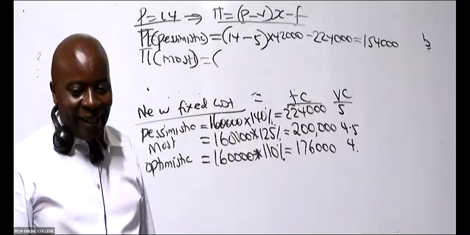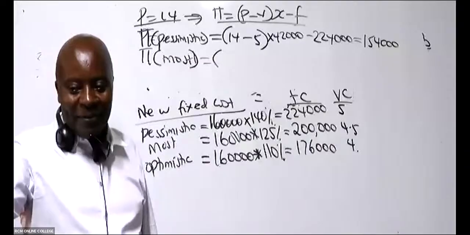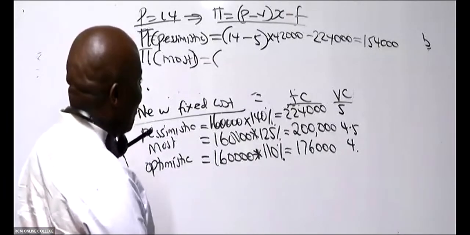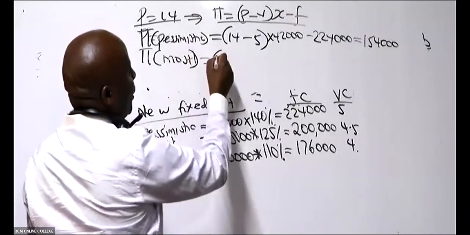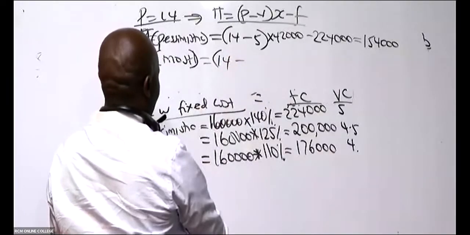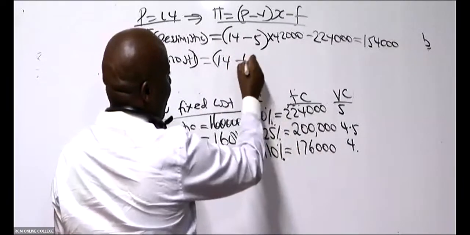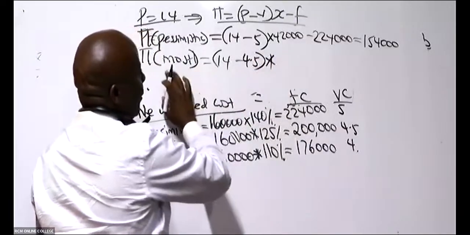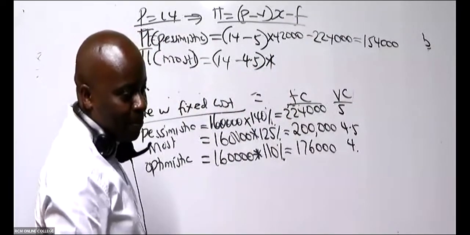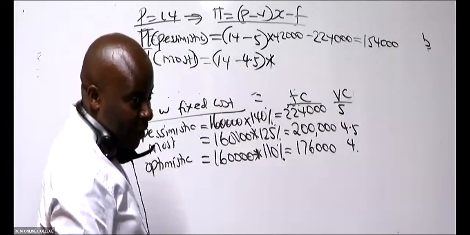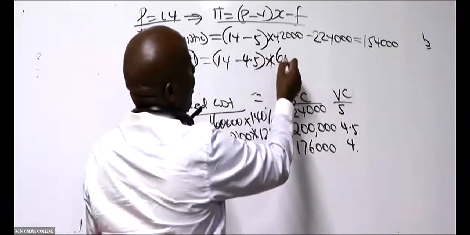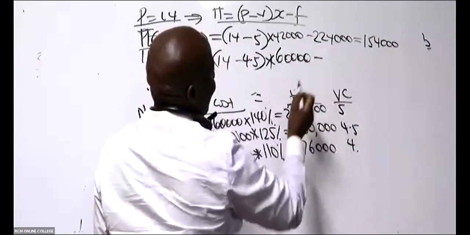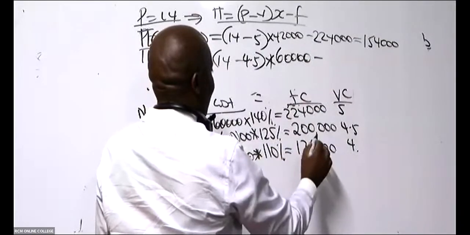370,000. Have you gotten 370? Let's do it together. The price is 14. Most likely, what is the variable cost here? 4.5. What is the most likely quantity under a price of 14? 60,000. So 60,000 minus fixed costs, most likely 200,000.